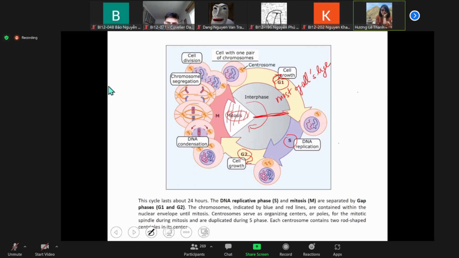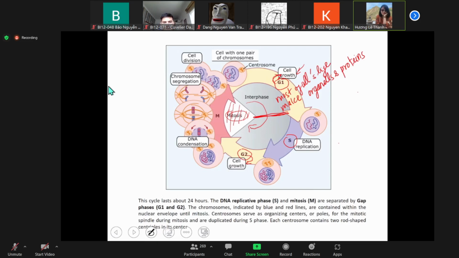What happens in G1? Because the cell grows, it makes more organelles and proteins in this stage. That makes them grow, meaning bigger. So they spend most of their lifetime in the interphase, and in the interphase most of the lifetime in the G1 stage.